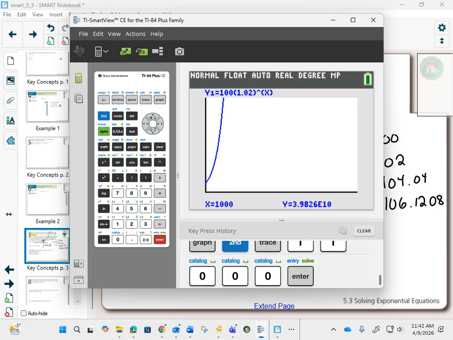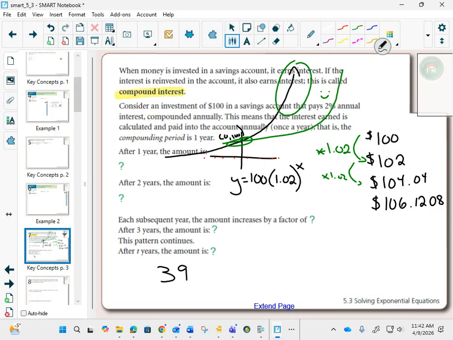3.9826 e to the 10. Do you know what this e to the 10 is? 10 zeros. Scientific notation, so we would have to go back here. 3, 1, 2, I'll just round, 3, 4, 5, 6, 7, 8, 9, 10.